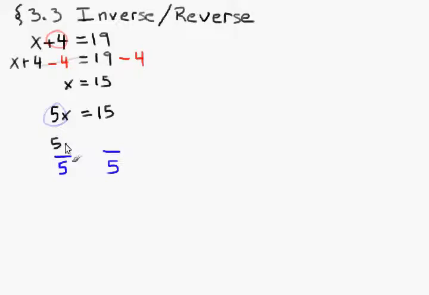So we'll fill in the rest of the equation around this. And we will have 5 divided by 5. That will give us 1. So it's 1 times x. And it's going to be equal to 3.